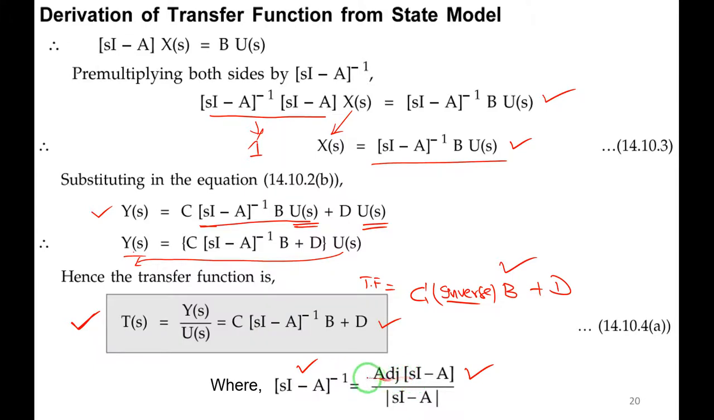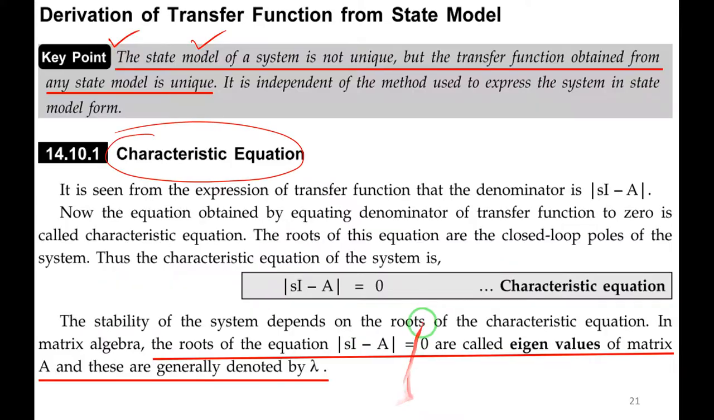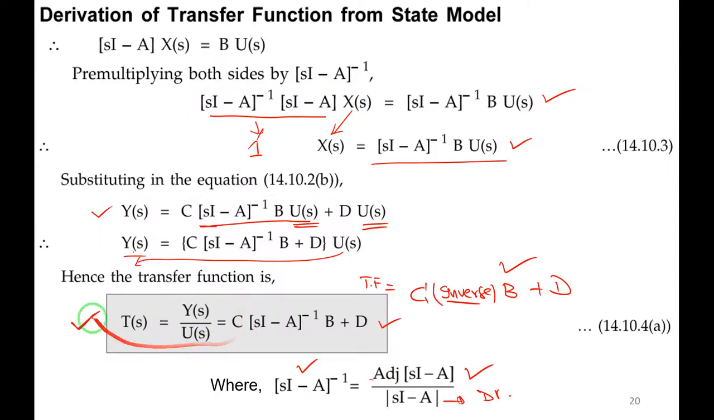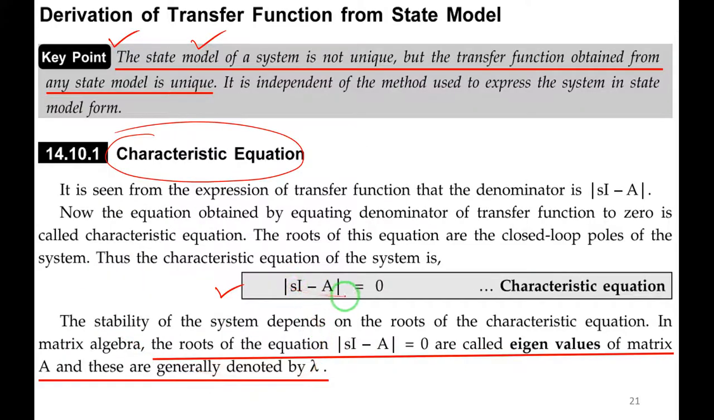Let me write it here. Let me substitute this here. Adjoint of the matrix divided by determinant means the denominator will be the determinant of (sI - A). In the transfer function, the denominator is this. So this is the denominator in the transfer function, right? This will give me the characteristic equation. So the characteristic equation of this transfer function is determinant of (sI - A) equal to 0.